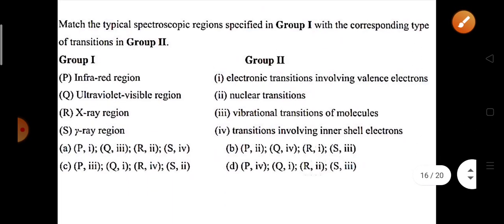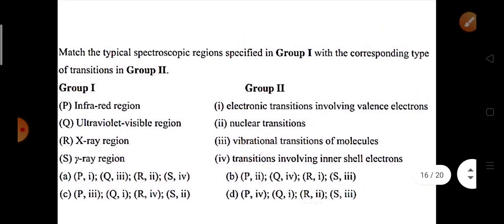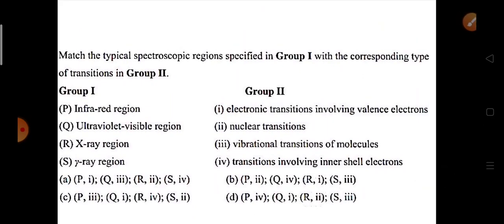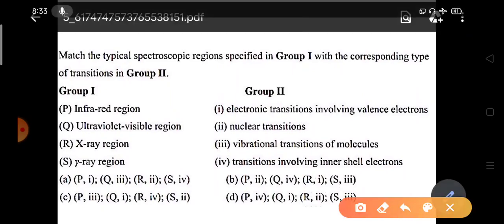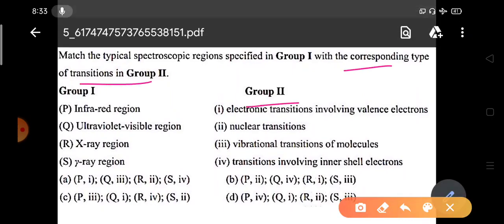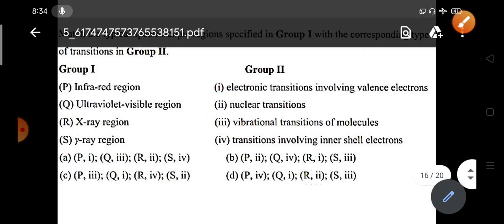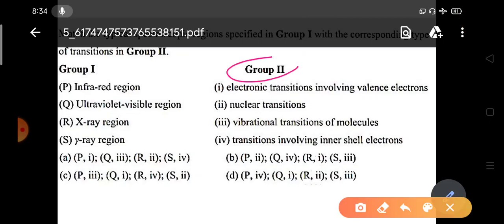The next question: match the typical spectroscopic regions specified in group 1 with the corresponding type of transitions in group 2. So there are specific regions, and here there are specific transitions. We have to match which one goes with the right group, that is group 2. So the infrared region belongs to the vibrational transitions of molecules. So P belongs to 3.